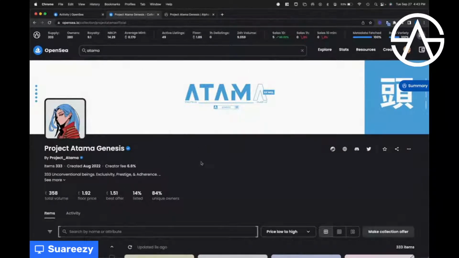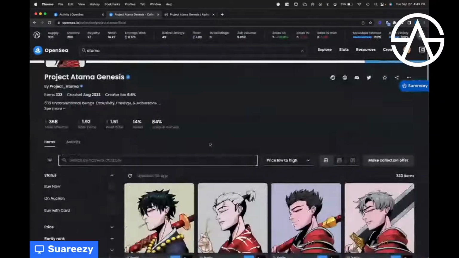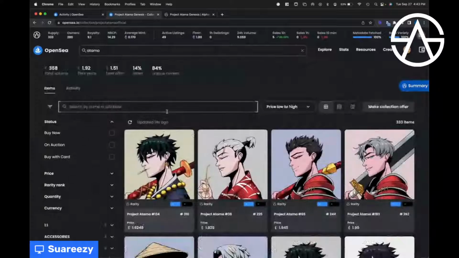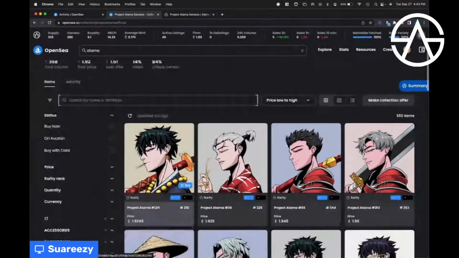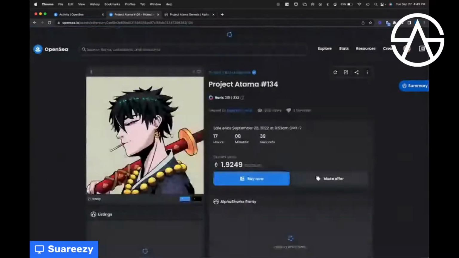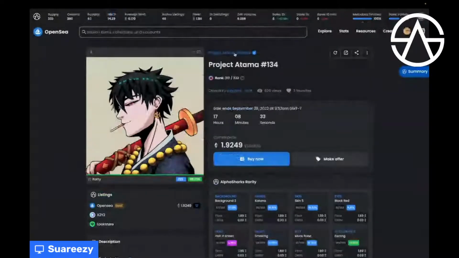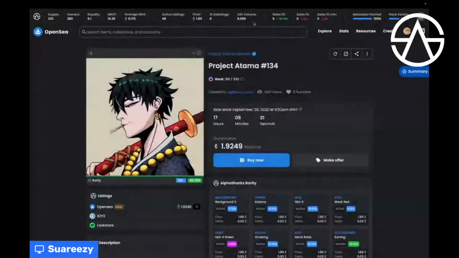So when we come here into one of the projects, I wanted to come into ATAMA for a particular reason. When utilizing the extension tool itself, so let's say we're looking at the floor ATAMA. This is, again, you're going to get your stat bar on top.